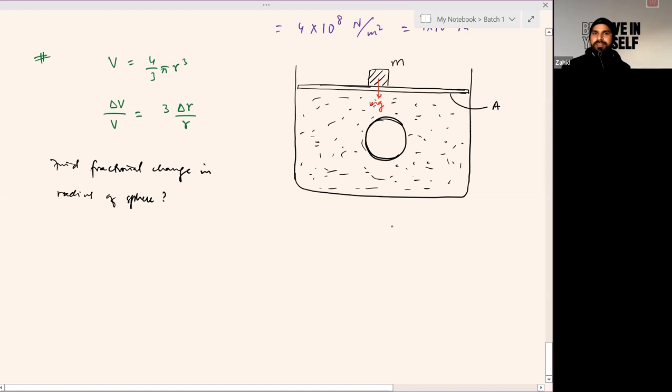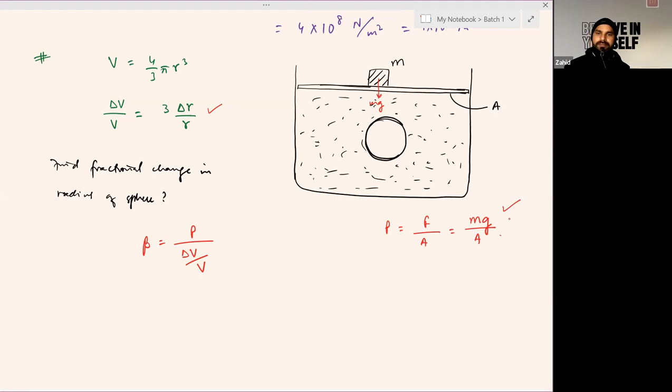So there will be some pressure due to this application of force. Pressure equals force divided by area of cross section. Force is mass times gravity, area of cross section is A, so we have calculated pressure. Now, according to the formula, beta equals pressure divided by delta V by V. Put in the values of these two terms, delta V by V as this part and pressure as this part, and try to find delta R by R. Okay? Try to solve.